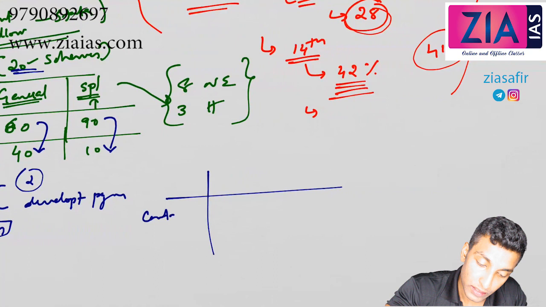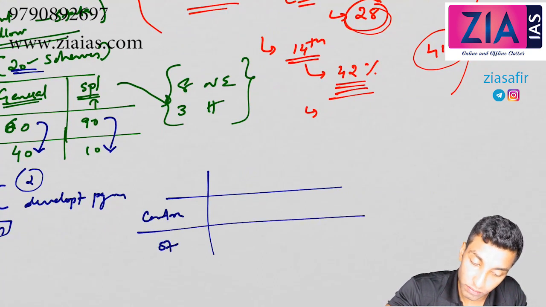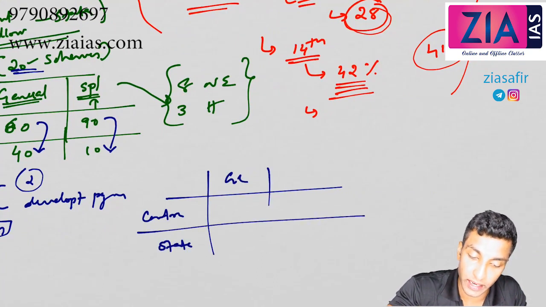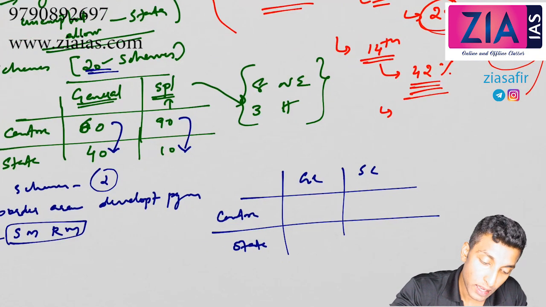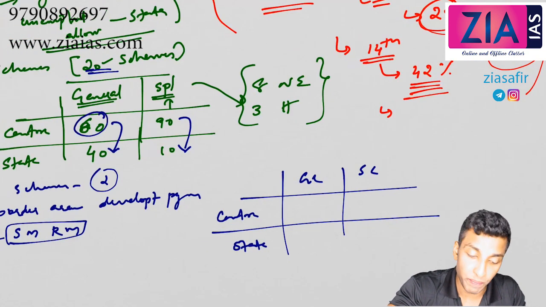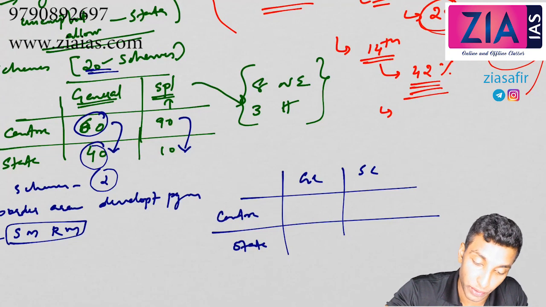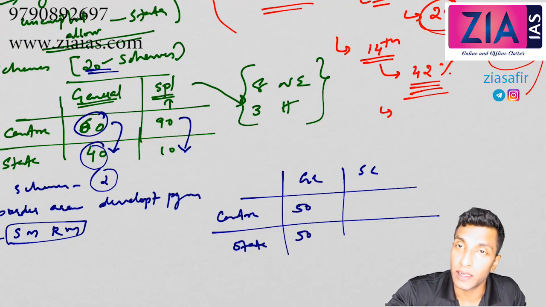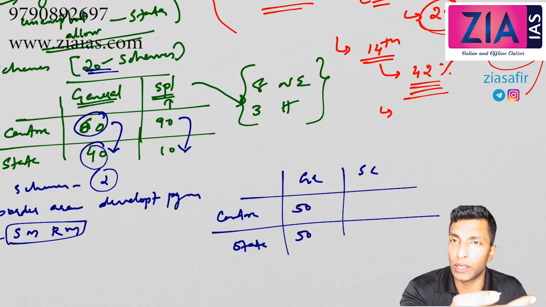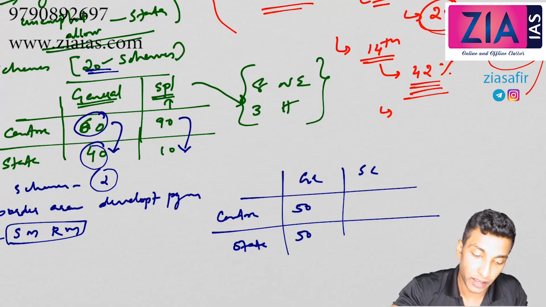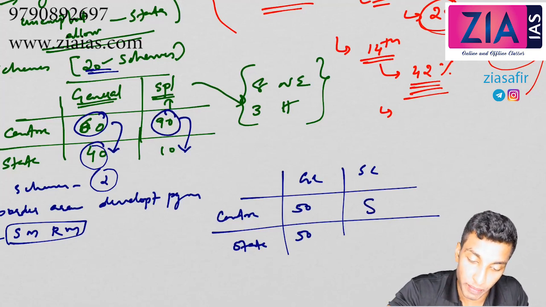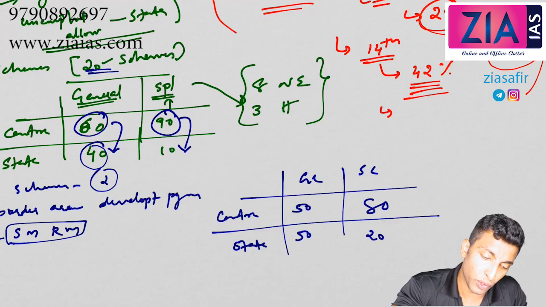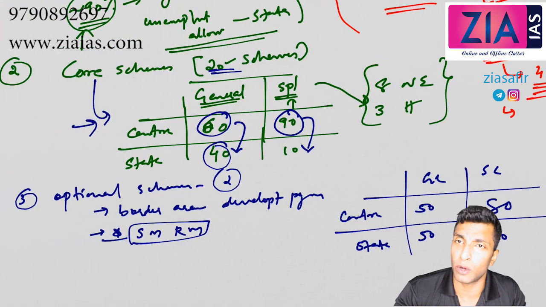So here center, state, if you see, this is general category, special category. This 60 will become 50 and this 40 will become 50. Okay, so 50-50. So from the center share you transfer 10 to the state. Here also you do the same thing, so it will become 80 and 20. So if you know this, then it is easy to get this optional also.